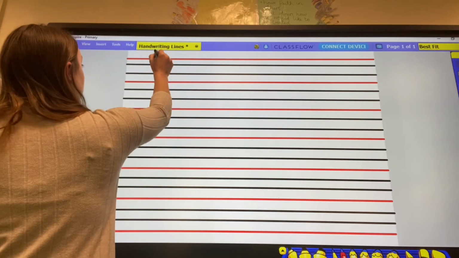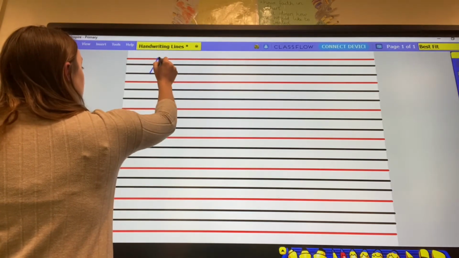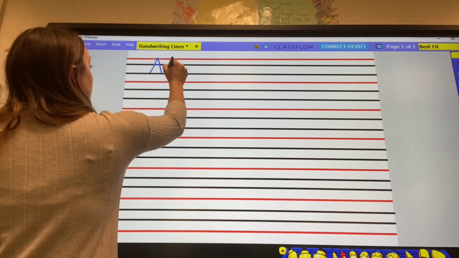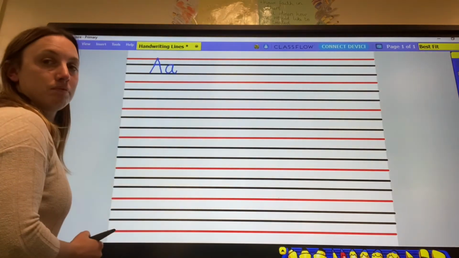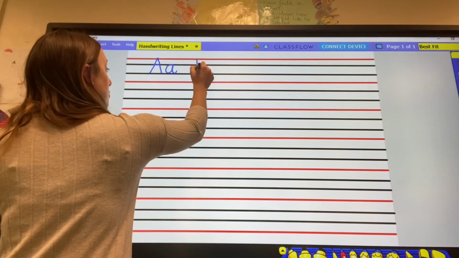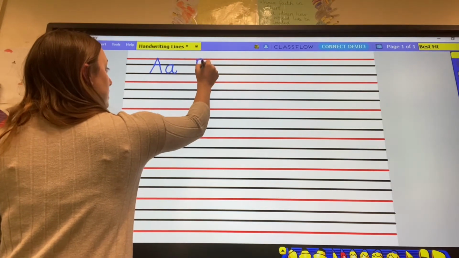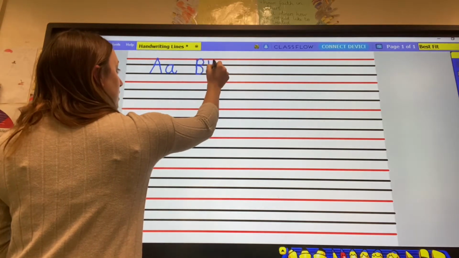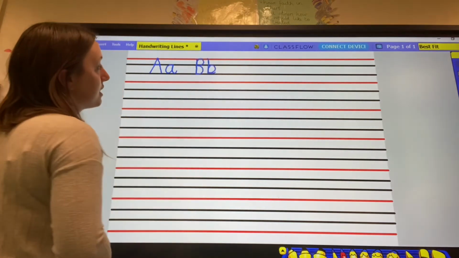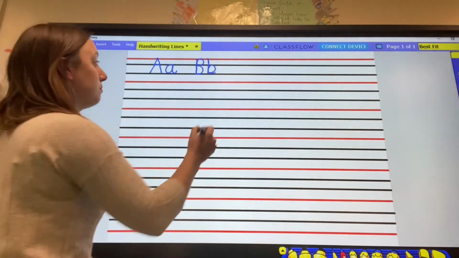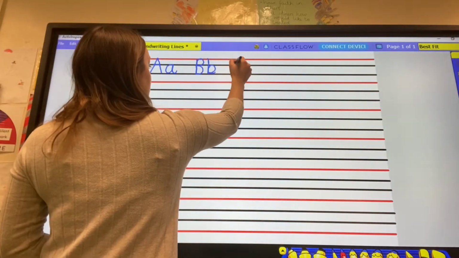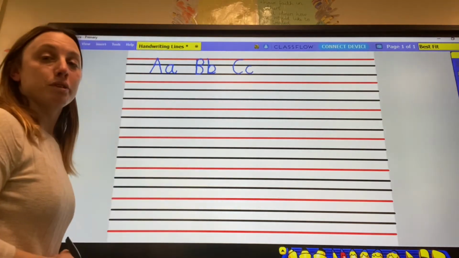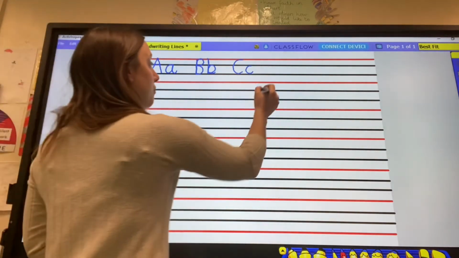So we're going to start with our A, nice and tall up to the red line, and then our lowercase a. Okay. Then we've got our B, nice tall B. Now our lowercase b is also a tall letter, so the stem should be the same height as your capital. Then we've got our capital C. Again, it's important that when we do a capital C, it's tall, because otherwise it won't look like a capital.